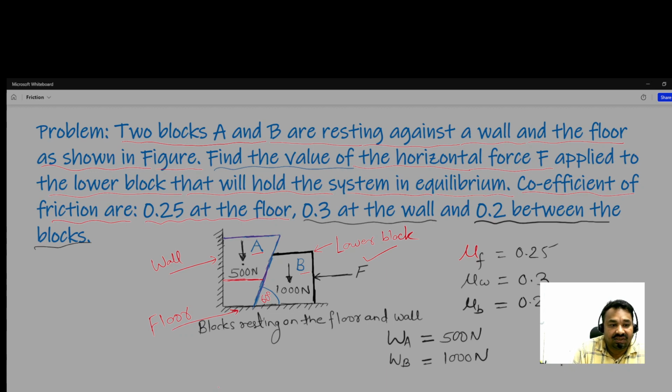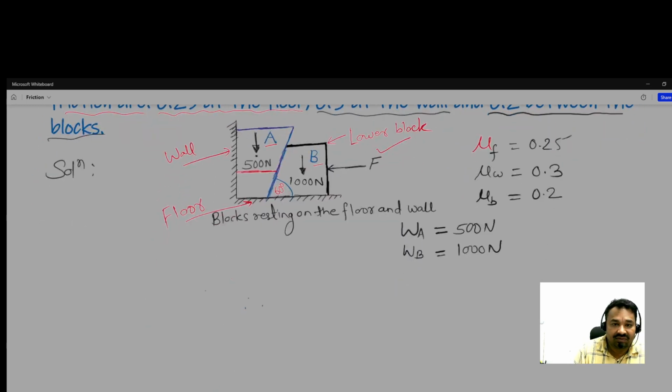So let us solve this. What we have to do, firstly our focus is block A, and then the free body diagram of block A. Let us draw it.